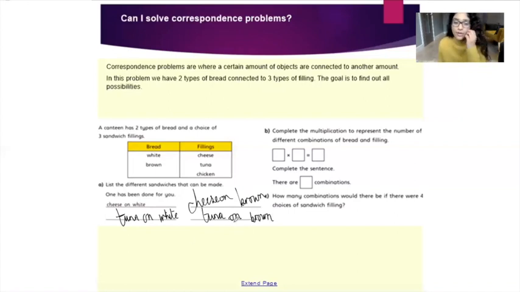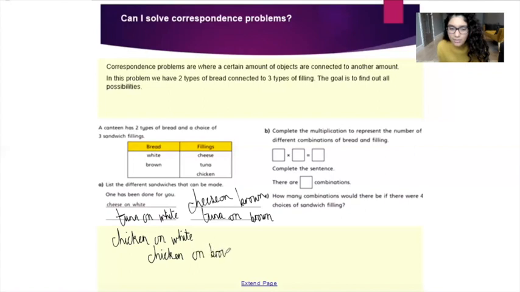Now, we haven't finished coming up with our combinations yet. We've done cheese on white bread and cheese on brown bread. We've got tuna on white bread and tuna on brown bread. What filling is left that we haven't yet combined with a bread type? Chicken. So we can have chicken on what sort of bread? We can have chicken on white bread. Fantastic if you were shouting that out at home. Now we can have chicken on white bread or we can have chicken on brown bread. So I'm just going to write that down. Chicken on brown.